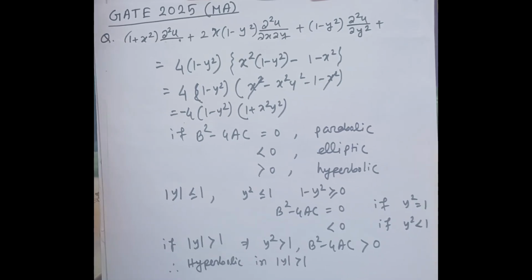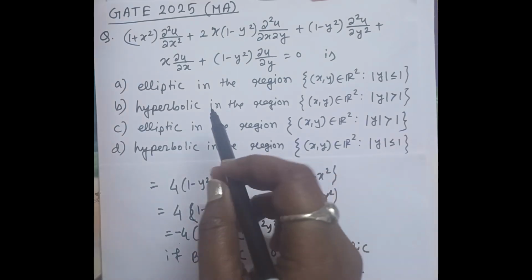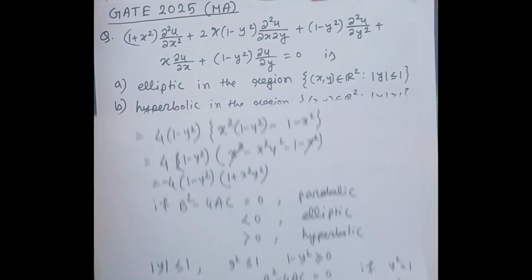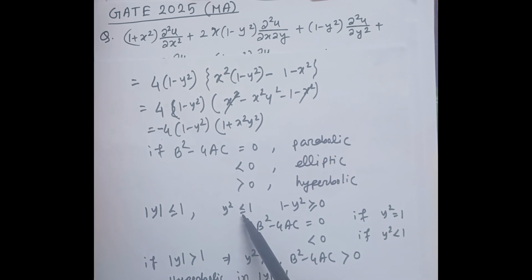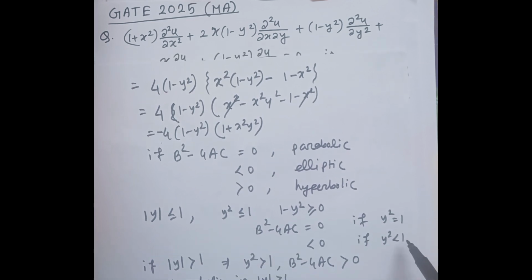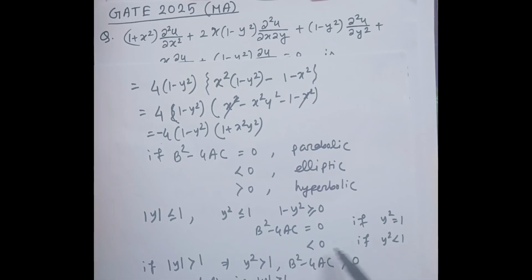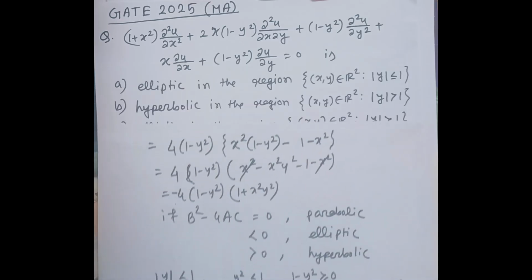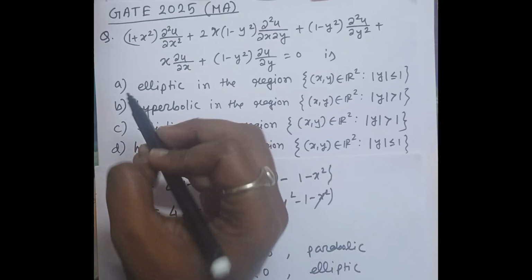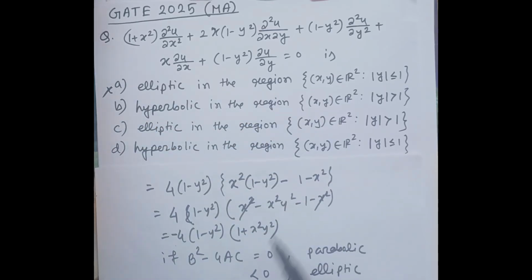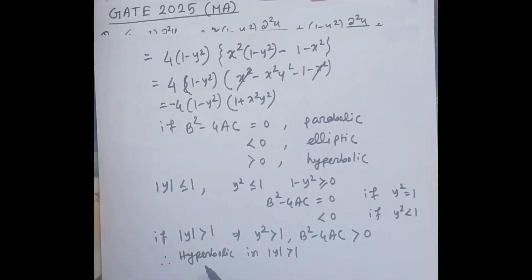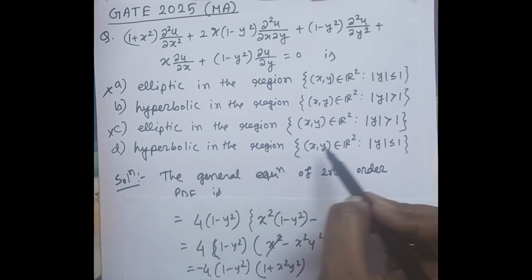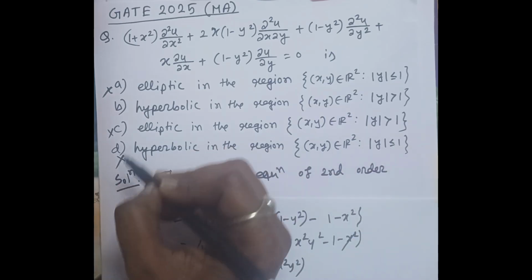So now we can find which option is correct. Elliptic in the region mod y less than or equal to 1? No, we can see that it is either parabolic or elliptic. So option A is not correct, because we obtained two cases, either parabolic or elliptic. Now we can check option C. Option C is also not correct because the region is hyperbolic in mod y greater than 1. And with the same reasoning option D is incorrect. So option B is correct.